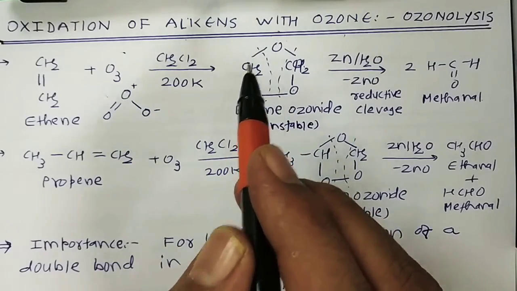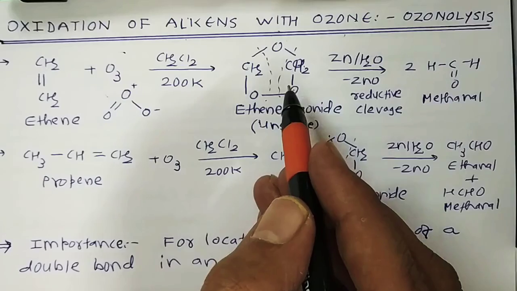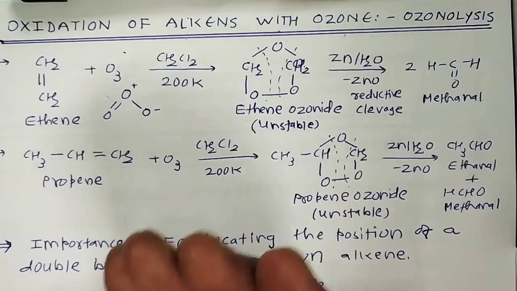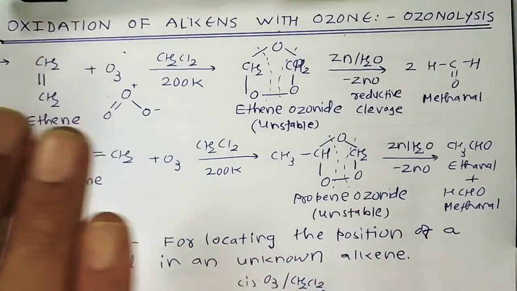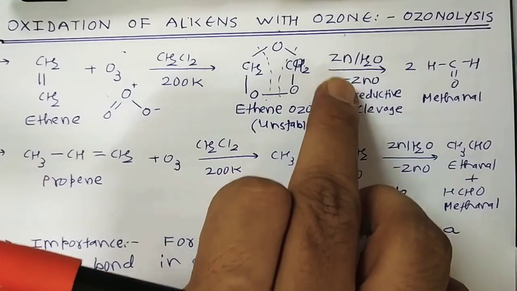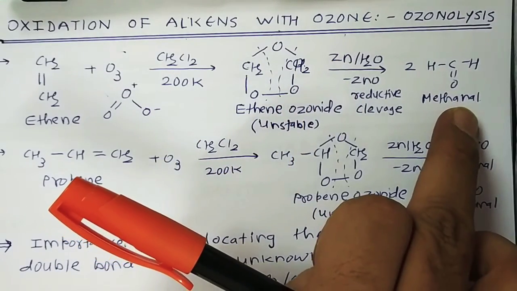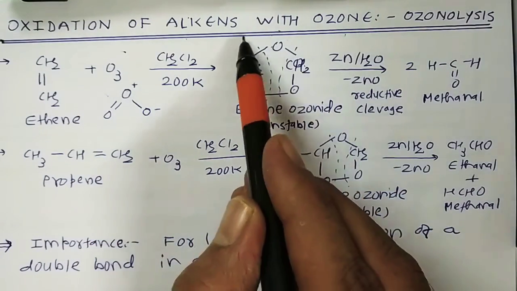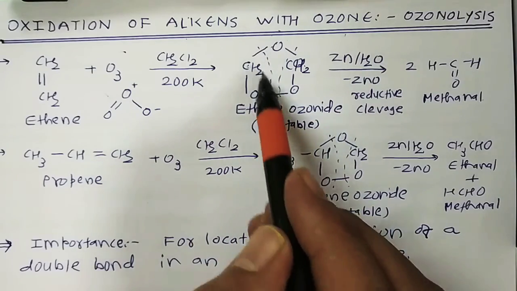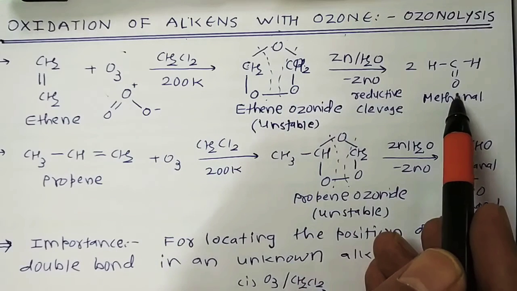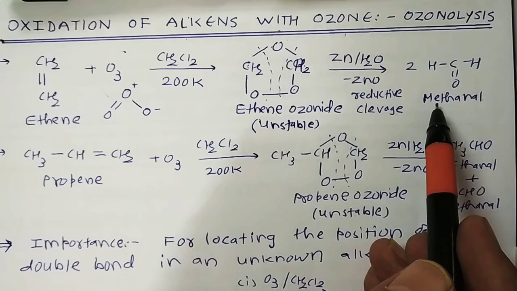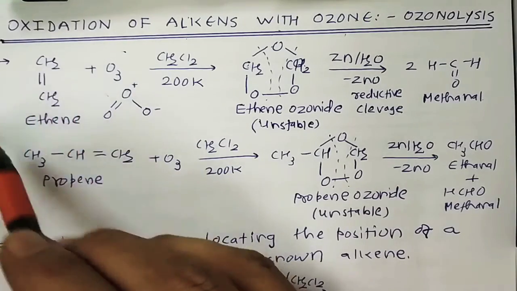But it can be reduced in situ. In situ means you cannot isolate the ozonide compound, so we have to perform the reaction in situ with zinc dust and water, which gives aldehyde or ketone or both. Here there is a cleavage, so it's a reductive cleavage. One CH2O means HCHO, and the other CH2O also gives HCHO, so we get methanal as our product. This mixture from reductive cleavage depends upon the structure of the alkene.